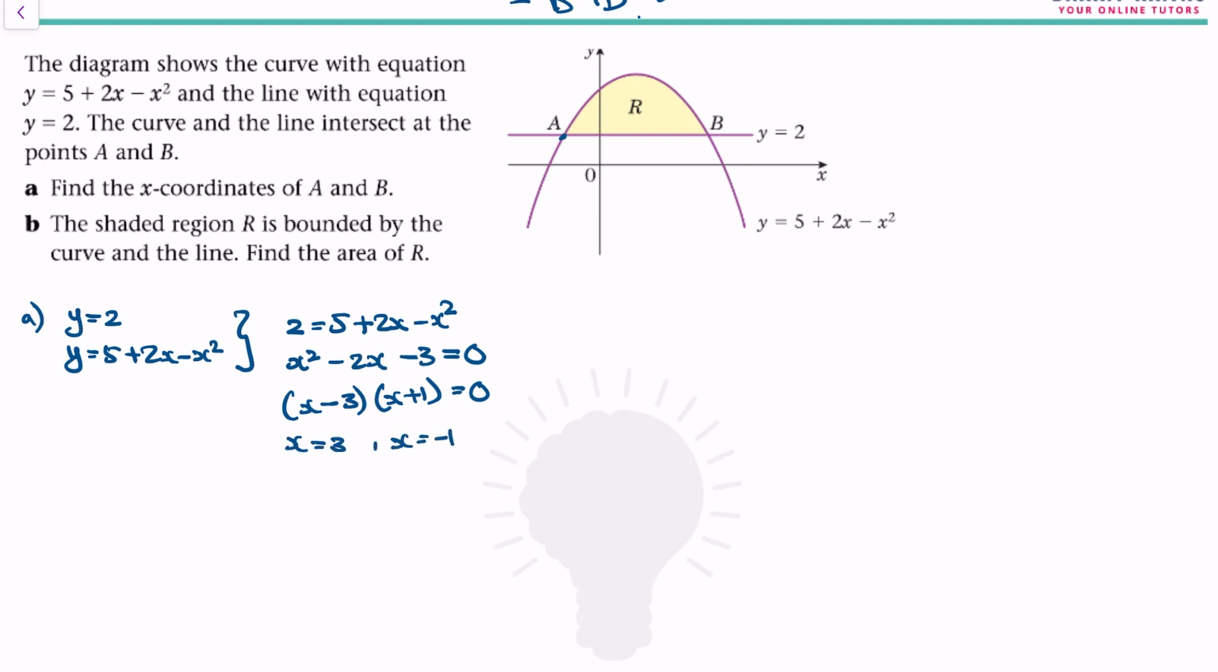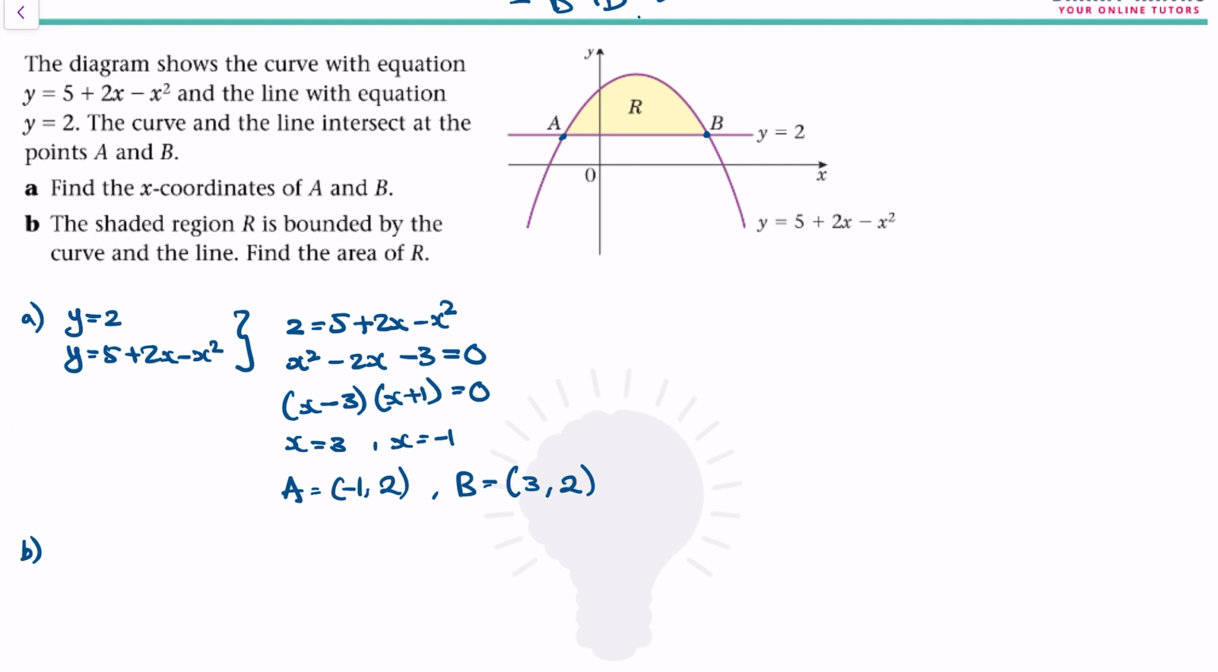Now A is obviously the smaller value of x, so A must be equal to negative 1. And because A is on the line y is equal to 2, it must be y is equal to 2. And for B, it must be the higher x value, which is 3. And again, the y value at that point is 2 because it is on the line y is equal to 2.